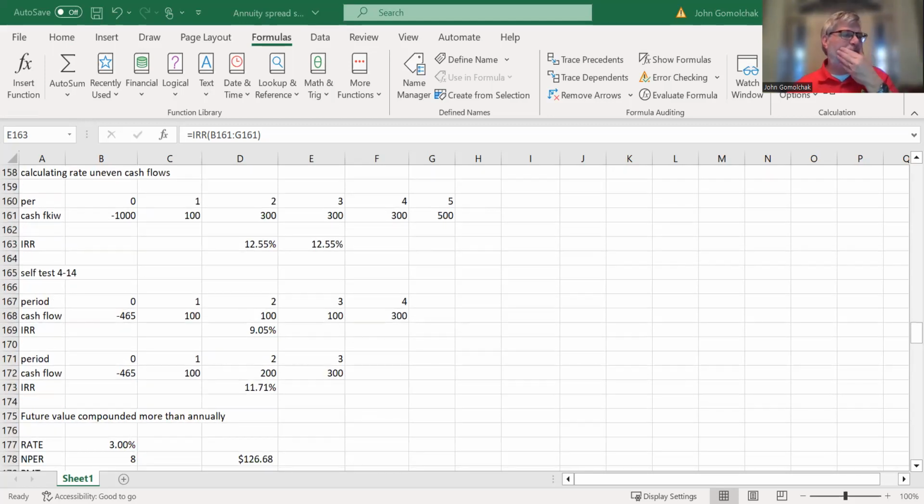Self-test. Investment costs $465, period 0, negative 465. Expected to produce cash flows of 100 at each of the next 4 years, 1, 2, 3, 4, plus another lump sum payment of $200 in that 4th year. So we have 100 plus 200 here. That's why this says 300. Hit the internal rate of return.